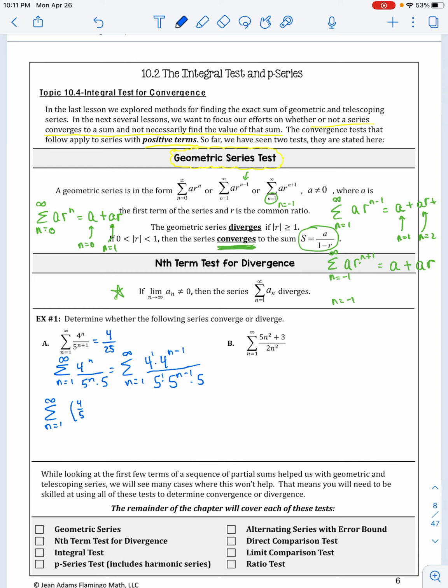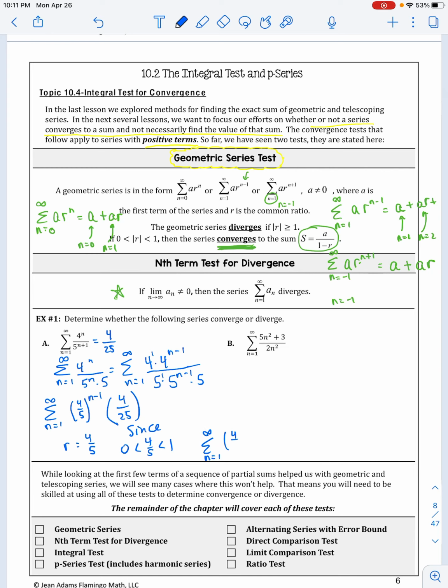So now we can see that we've got the summation n equals 1 to infinity of 4/5 to the n minus 1, and then what's left is 4/25. So this is a times r to the n minus 1. Now I can see that my r is 4/5. Okay? And since 4/5 lies between 0 and 1, this converges.